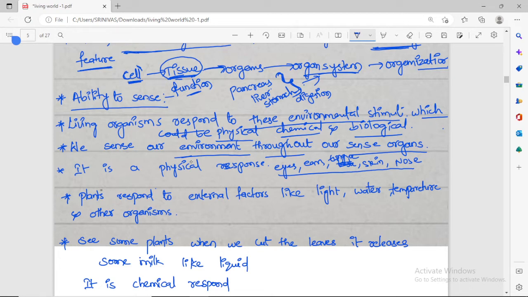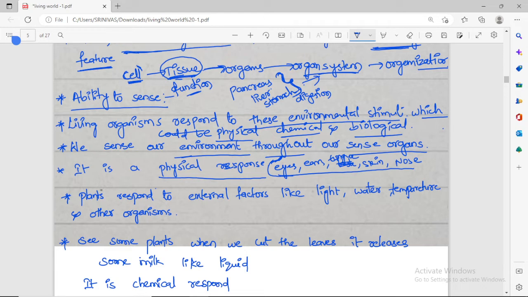These are all physical responses. These five sense organs are used for physically responding to our environment. We use the five sense organs for physical response. Okay, understood? Next, in plants.